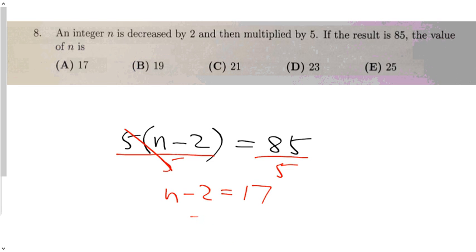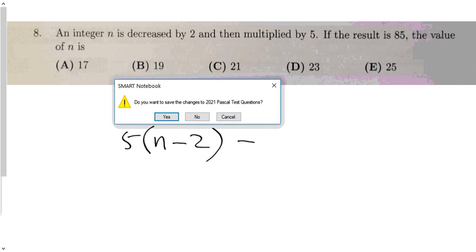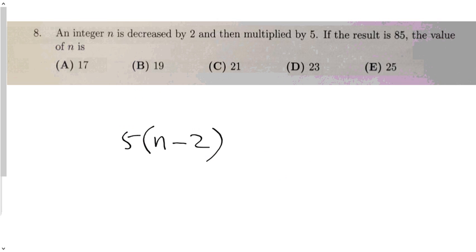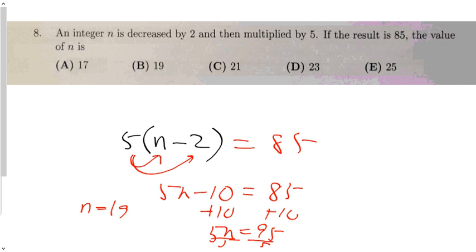Alternatively, you could distribute the 5 and expand: 5n minus 10 equals 85. Add 10 to both sides, 5n equals 95, and divide both sides by 5, and it's still equal.